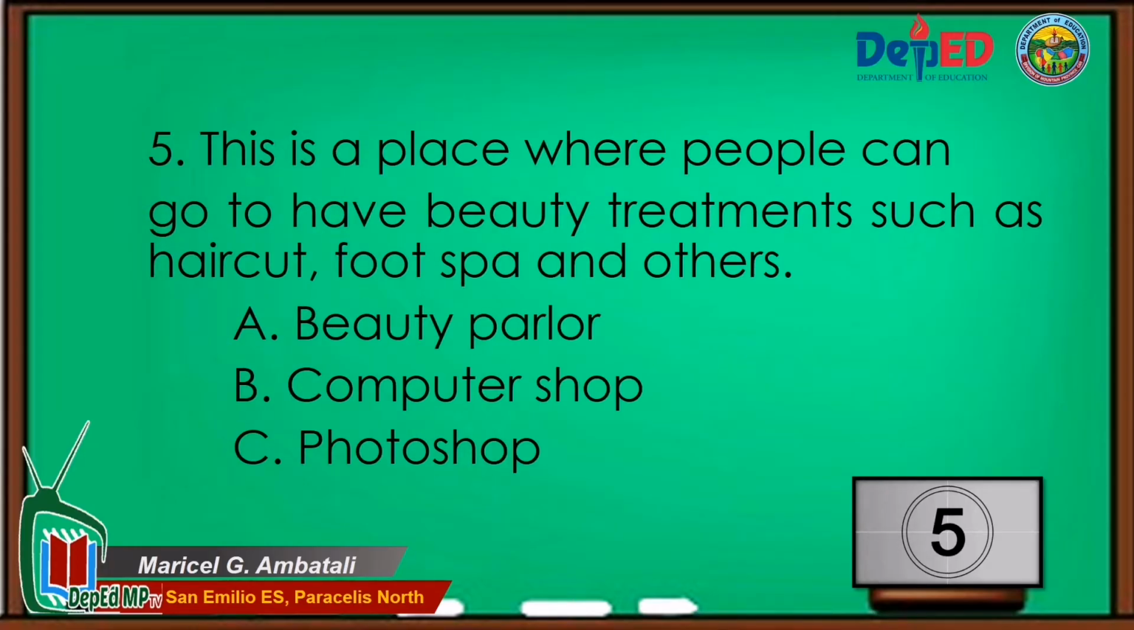Number 5. This is a place where people can go to have beauty treatments such as haircut, foot spa, and others. Letter A, beauty parlor. Letter B, computer shop. And letter C, photo shop. The correct answer is letter A, beauty parlor.